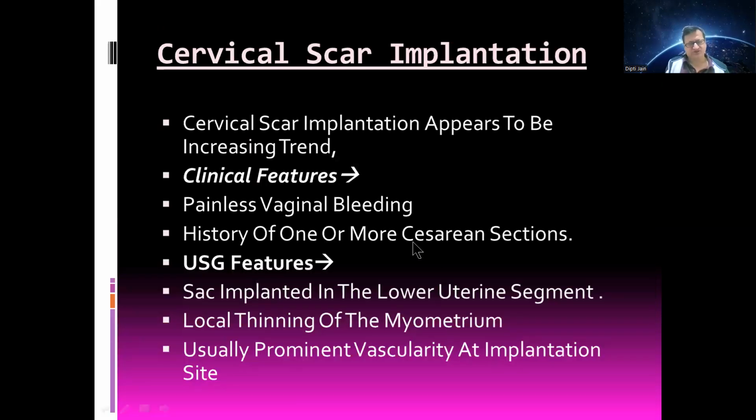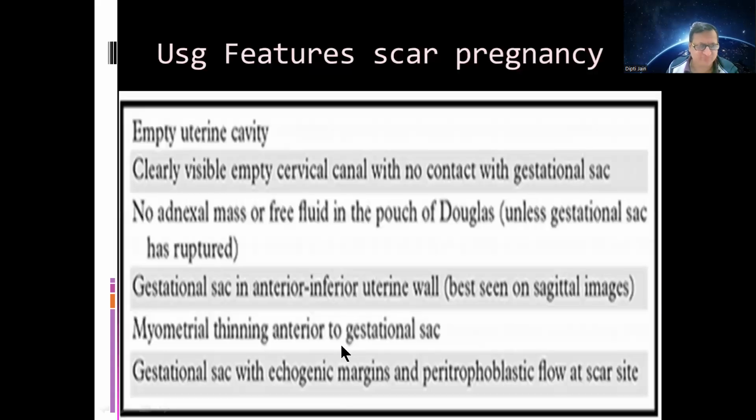Cervical scar implantation. This is another entity. It appears to be increasing in trend because of the increasing prevalence of cesarean section. Clinical features will be painless vaginal bleeding and a history of one or more cesarean sections. The USG feature is a sac implanted in the lower uterine segment. There is local thinning of the myometrium and usually prominent vascularity at the implantation site.